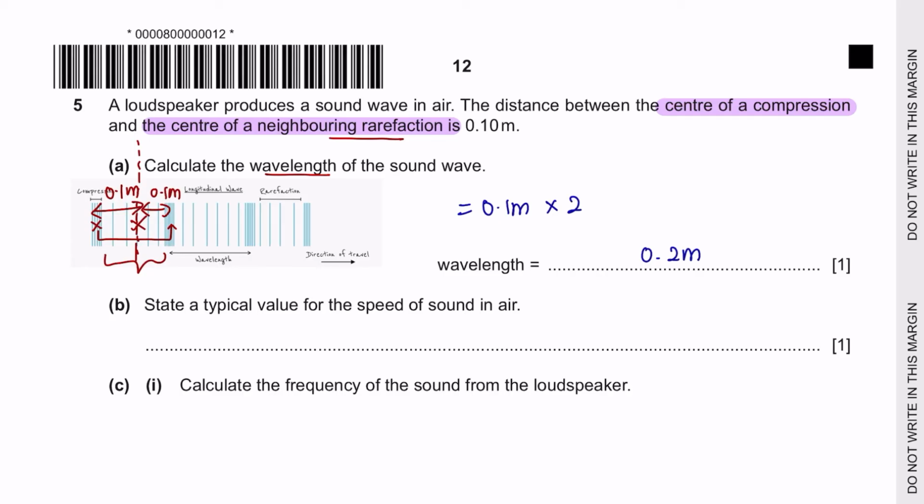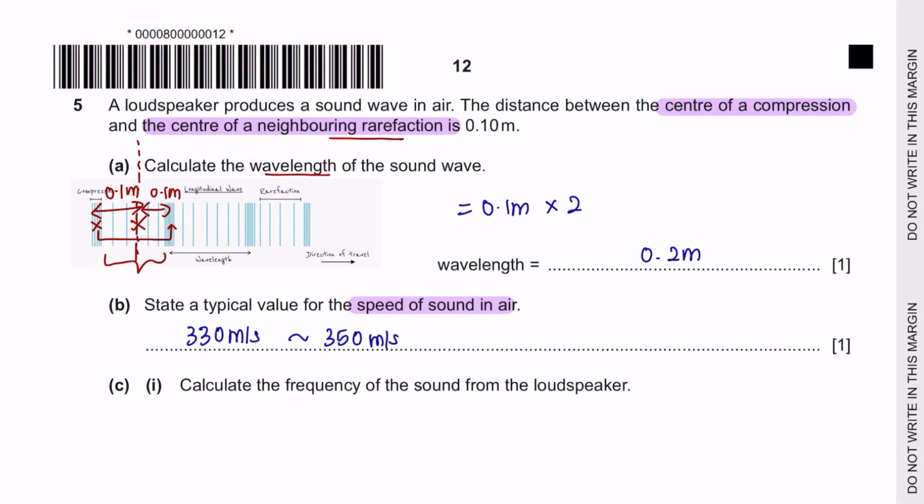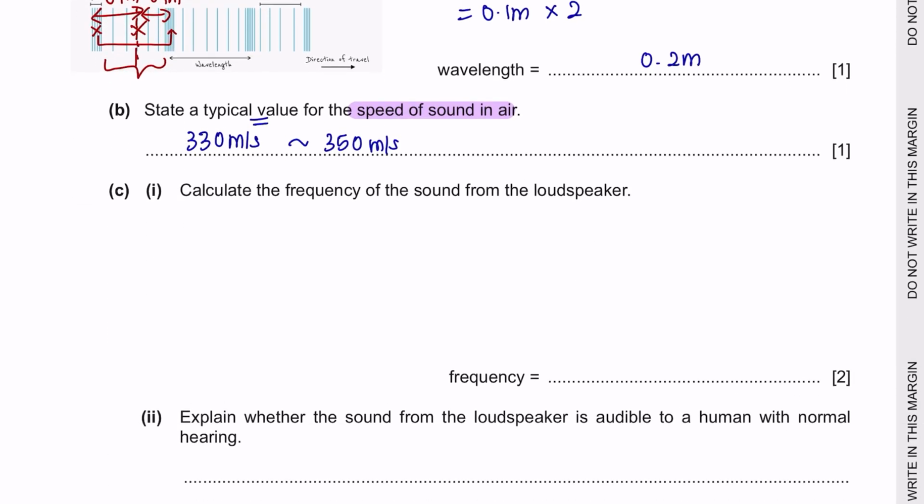Next question, part B. State a typical value for the speed of sound in air. You must know the speed of sound in air and the speed of light in vacuum. The speed of sound in air is approximately 330 to 350 meters per second. Since they just want one value, you can give any value from this range. Question C, part 1. Calculate the frequency of the sound from the loudspeaker.